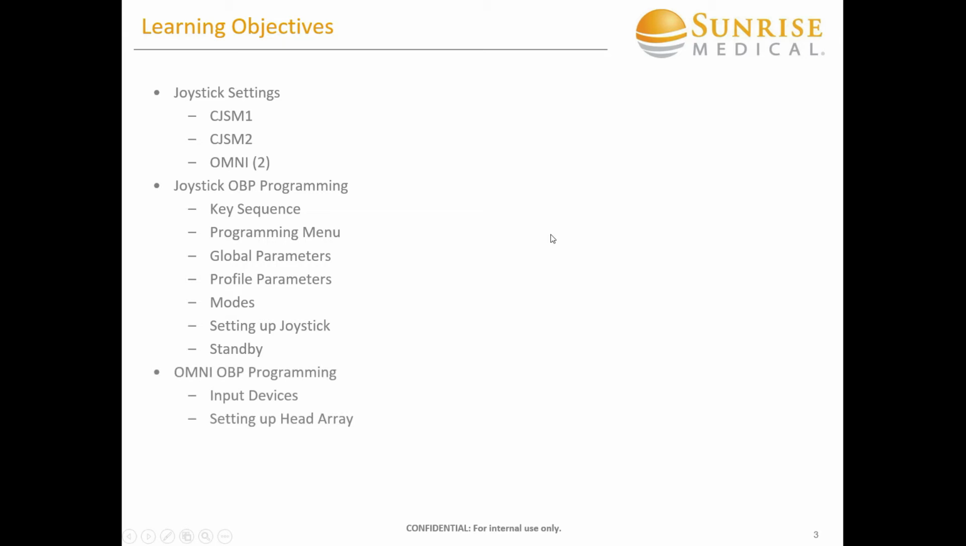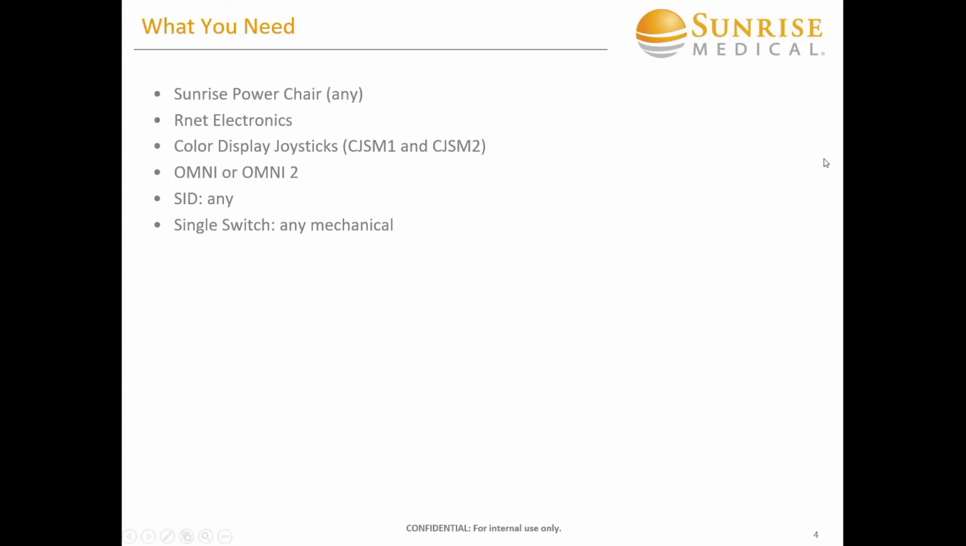When we get done with that, we're going to switch over to the Omni, and we're going to go into Omni onboard programming as well. We're going to talk about the input devices that are available and how to set up the various input devices. And then, just like on the joystick, we're going to go through setting up a head array, which is one of the most common and can be difficult inputs to use. So we want to go through that as well.